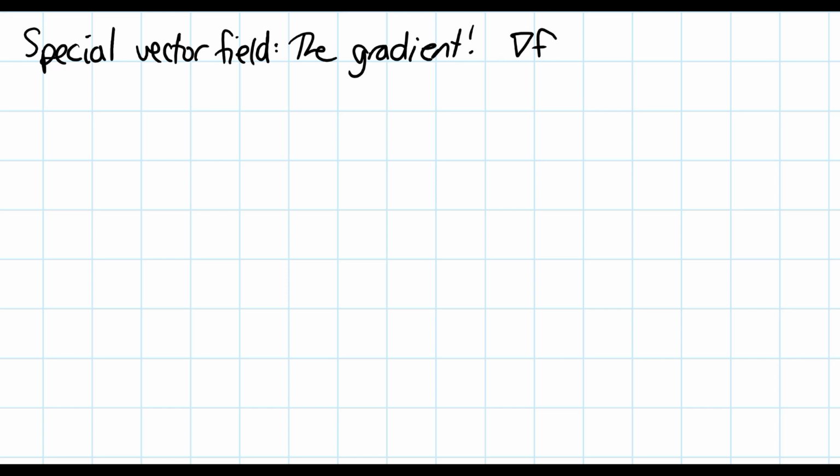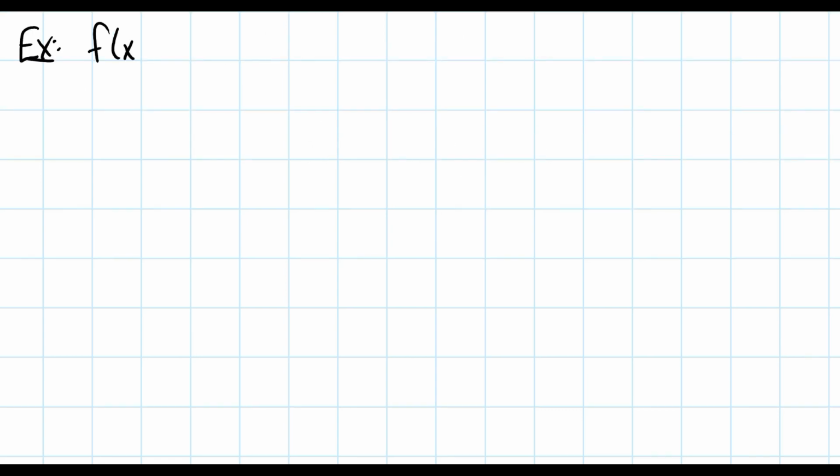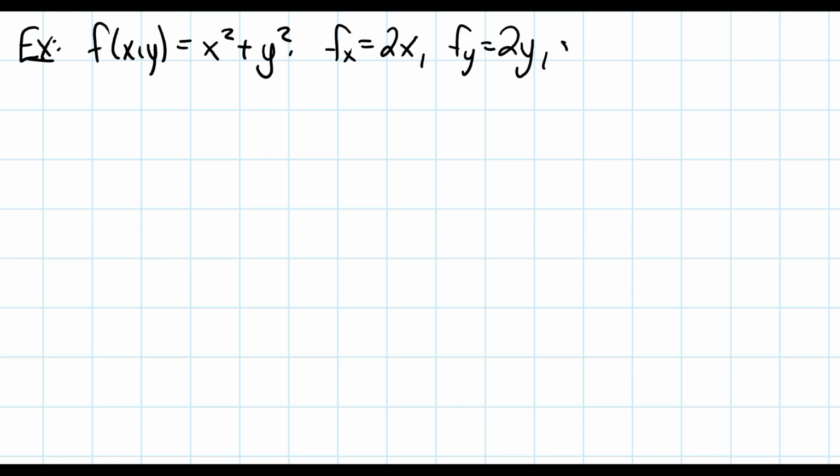You've already seen a special type of vector field in this course, the gradient of a function. Recall that if f is a function, the gradient is a vector created from the partial derivatives of f. We've worked with both 2-dimensional and 3-dimensional gradients. For example, consider the function f(x, y) = x² + y². This creates a paraboloid. The partial derivative of f with respect to x is 2x, and similarly, the partial derivative of f with respect to y is 2y. So the gradient of f is the vector field ⟨2x, 2y⟩.